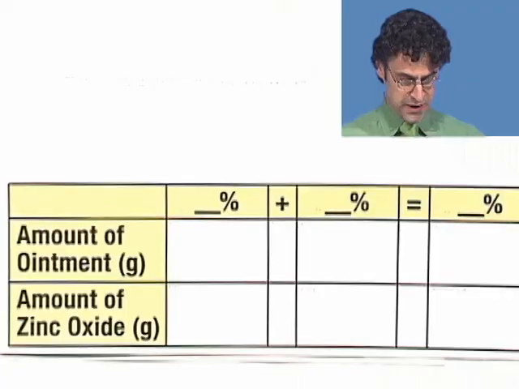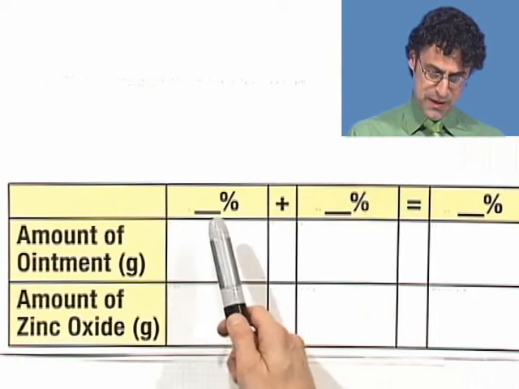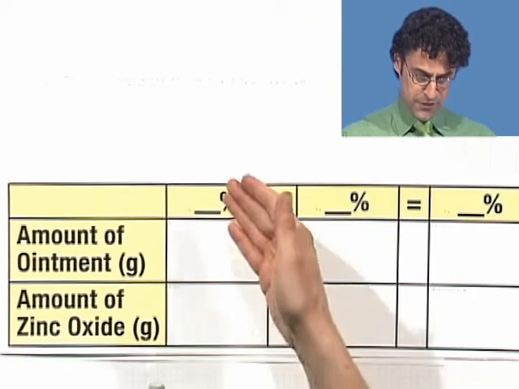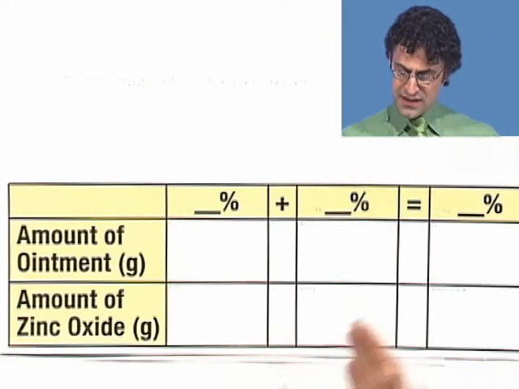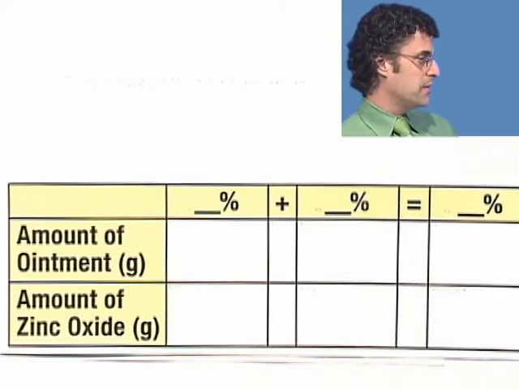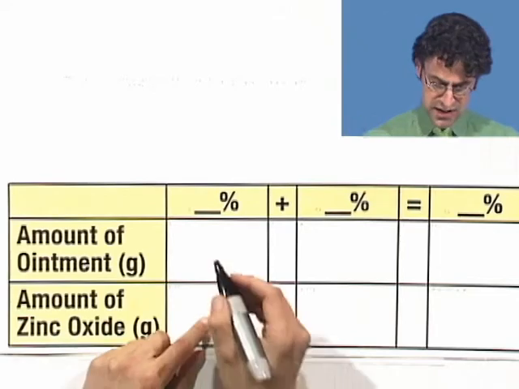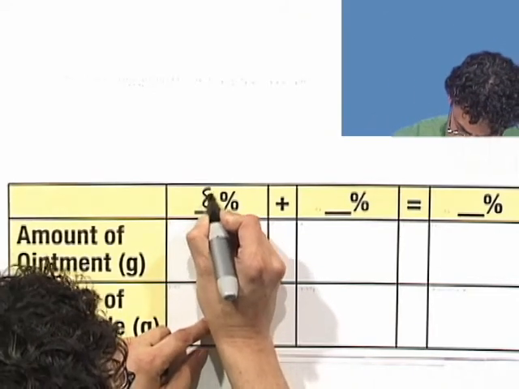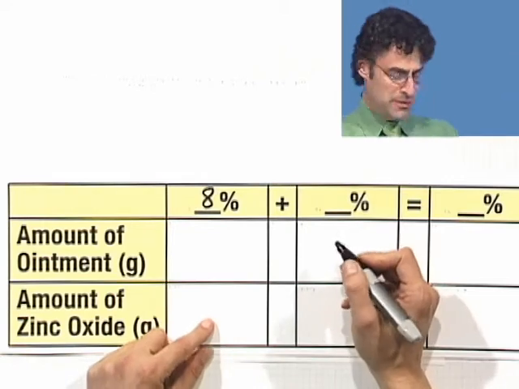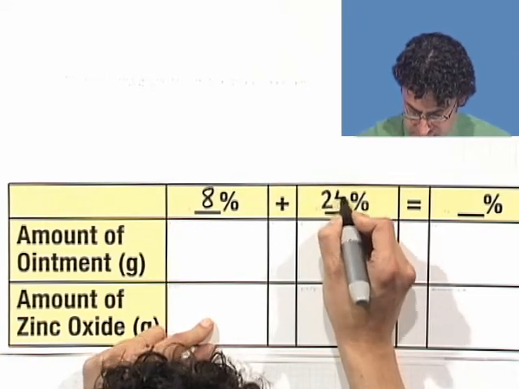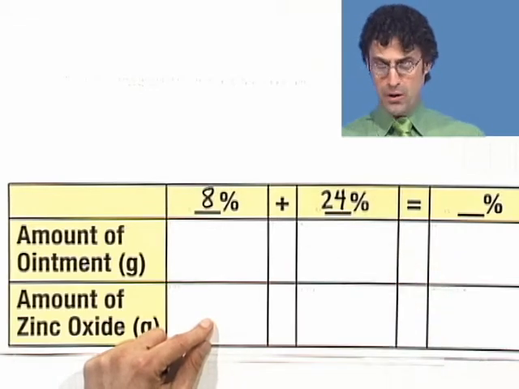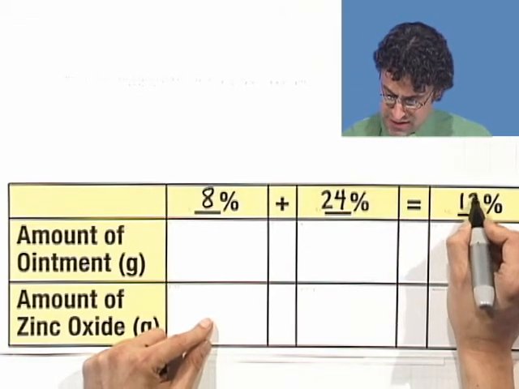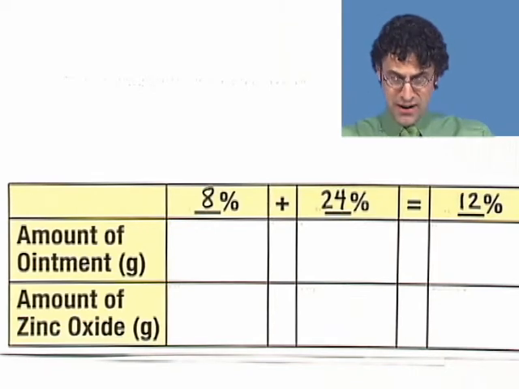Now this sounds really, really hard, and in fact it is. We have to take it slowly and analyze exactly what's going on. I'm going to use this chart to help organize our thinking. So first of all, we're going to have the percent of the first ointment and the second ointment and then the final. So the percent of the first ointment is 8% zinc oxide. So there's 8% here. And in the second ointment, we have 24%. We're going to combine them in some suitable way to produce 12% at the end result. We have to figure out how to do that.